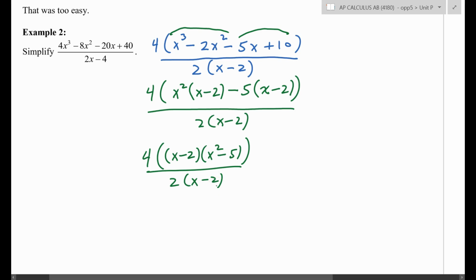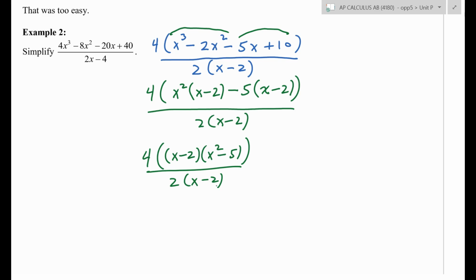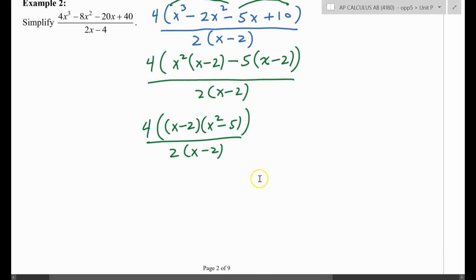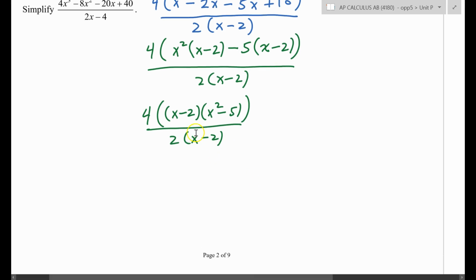And I got one too many. I have one too many sets of parentheses in the top. It doesn't matter. That's okay. Associative property, right? Doesn't matter if this set of parentheses is here. Yep.